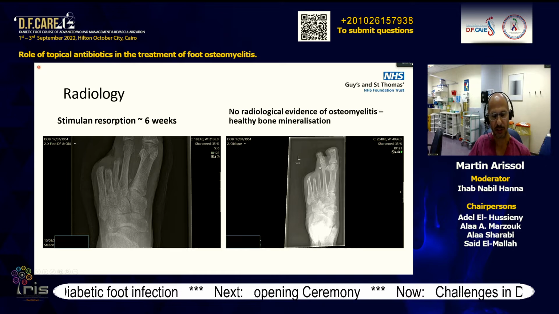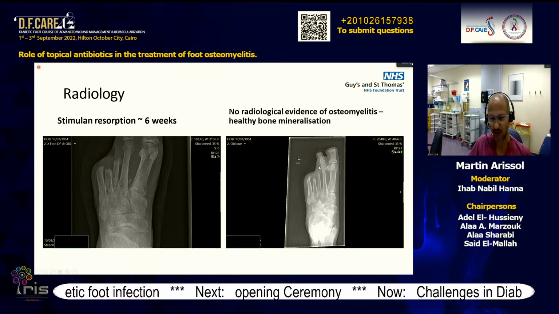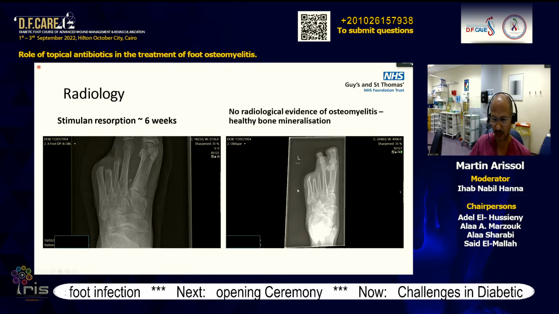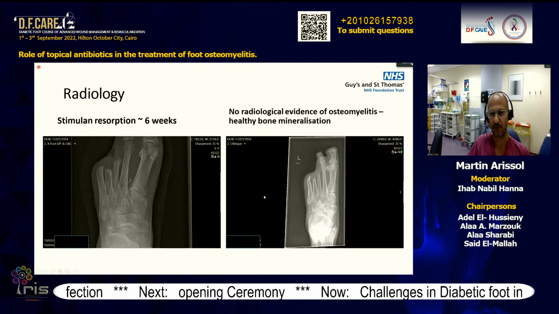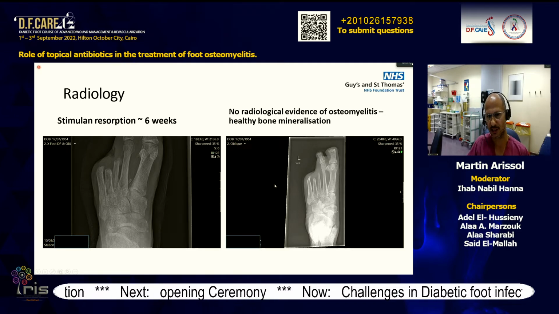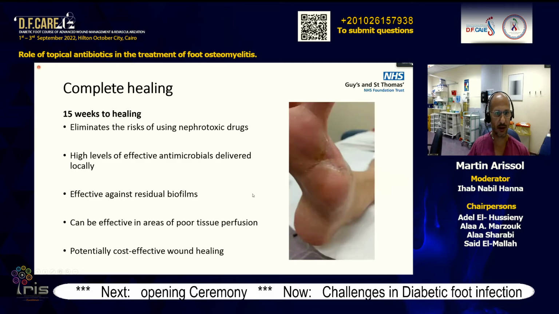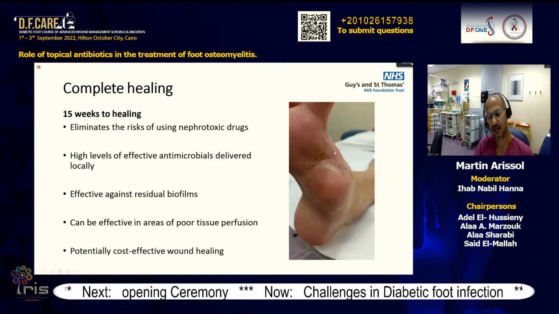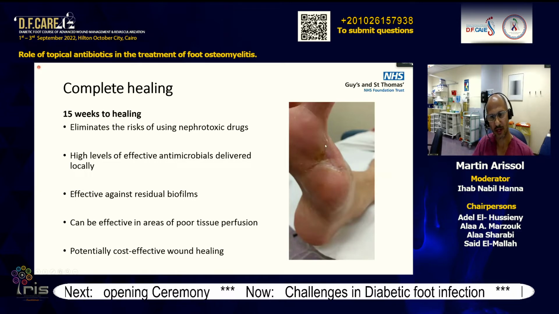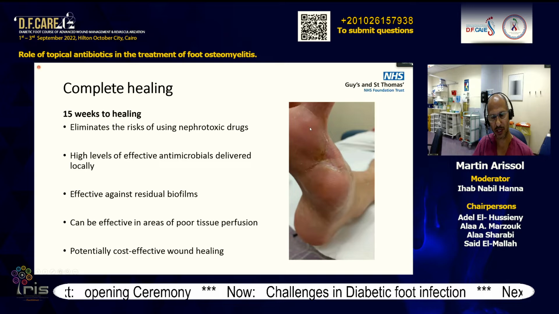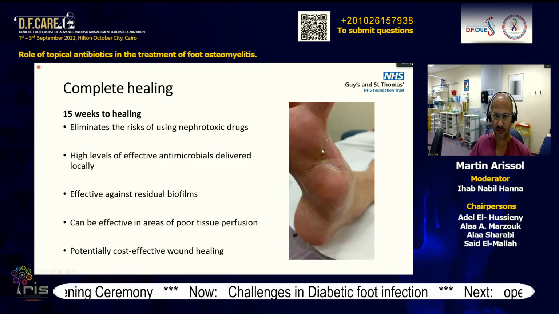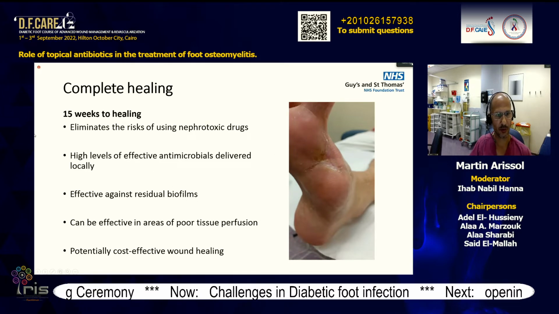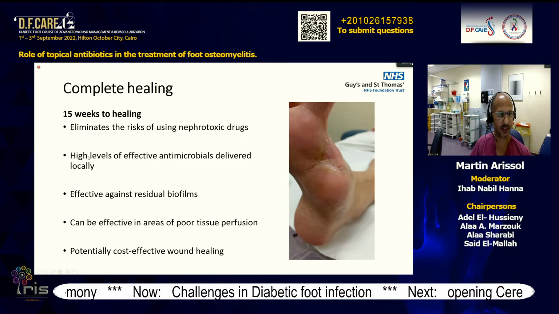So this is a patient that didn't have parenteral antibiotics or oral antibiotics. We just treated this with topical antimicrobial therapy, vancomycin and gentamicin in this case. And then we had a very good outcome after 15 weeks to full healing. So we have a nice pink healthy foot with straight line flow to the foot and a wound that's fully closed with good bone coverage and good healing of bone osteomyelitis.